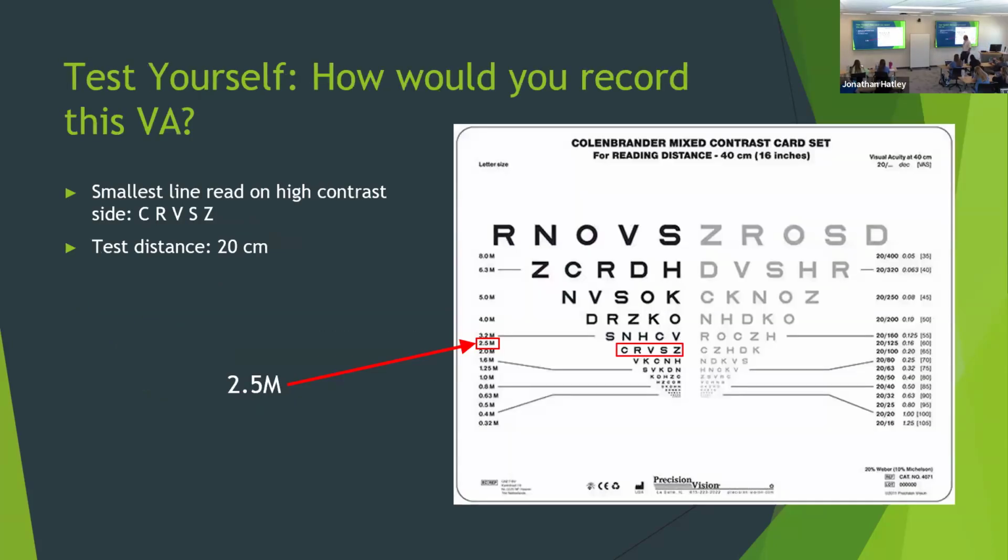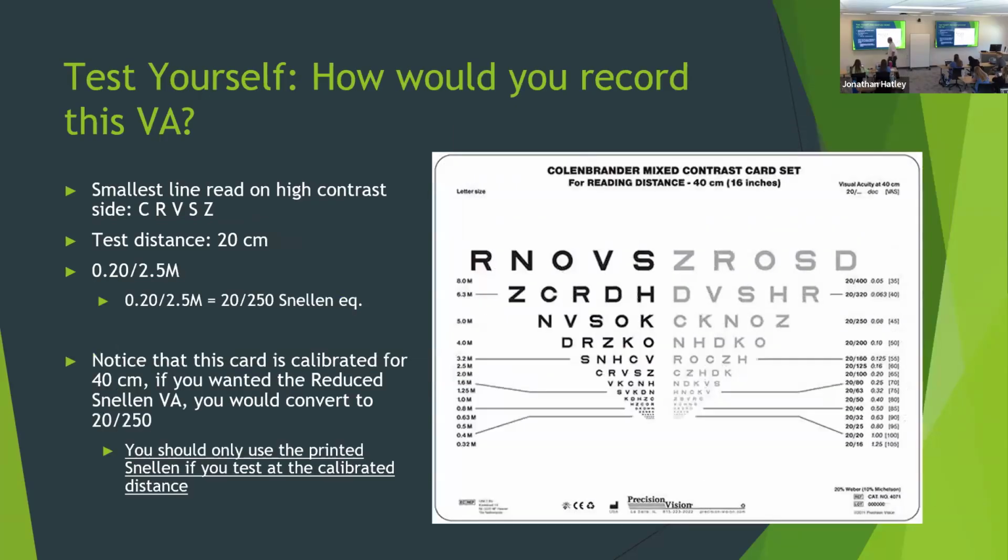So this was designed to test your knowledge. We'll go through this pretty quick. Let's say that the chart was held at 20 centimeters and the patient read the 2.5 M line. How would you record this acuity? 0.2 over 2.5. Very good. Exactly right.